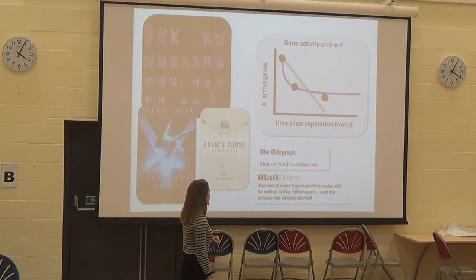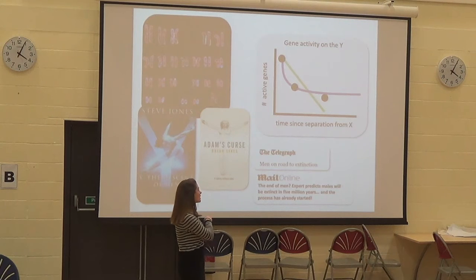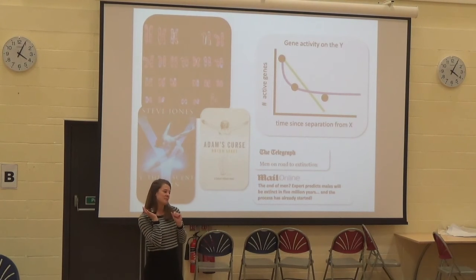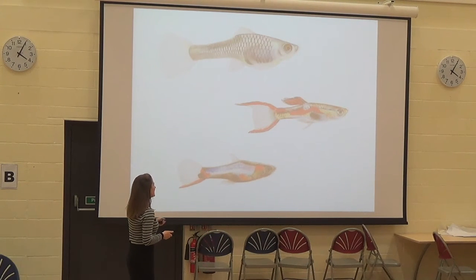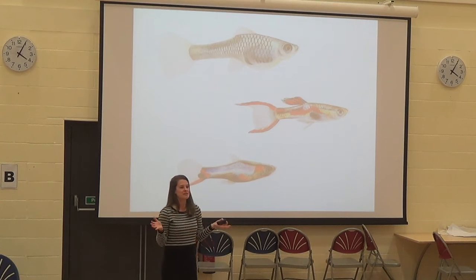Brilliant. Yes, so following on from this, we were kind of interested in more explicitly testing the role of the Y chromosome in maleness, and also, again, this idea that it's going to go extinct. We were interested in looking in other species. And so we were doing that in guppies. So guppies are kind of a tropical fish. You've probably seen them in pet shops because they're really common there.